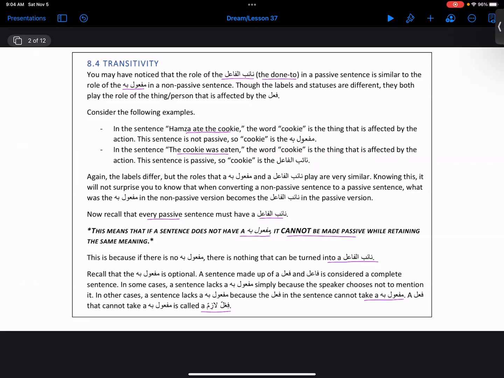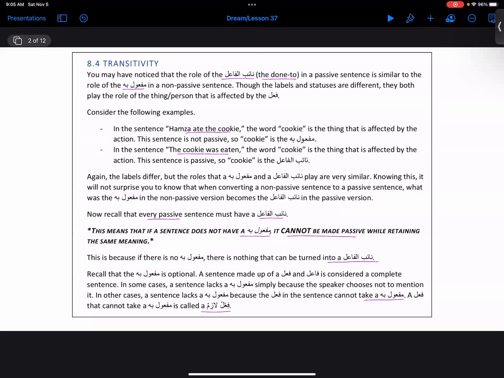And this naib fail could be inside and outside. As we know that when there is huwa and hiya version, we can look for the fail outside. In the same way, in passive, we can look for the naib fail outside. Okay, so we have noticed that the role of naib fail, that done to in a passive sentence, is similar to the role of maf'ulun bihi in a non-passive sentence, though the label and the status are different. How are they different?